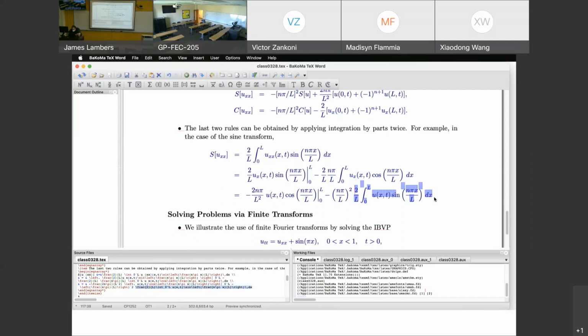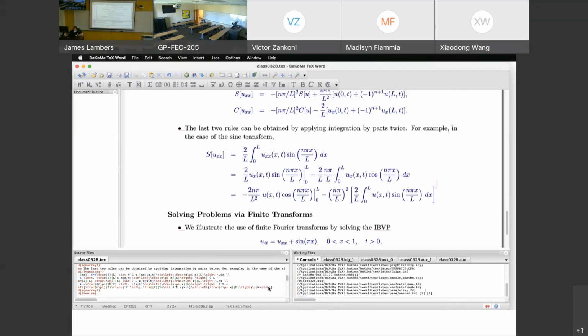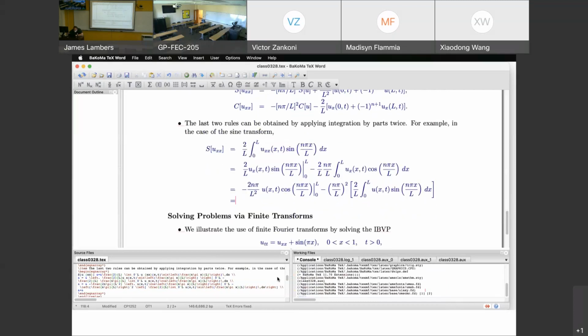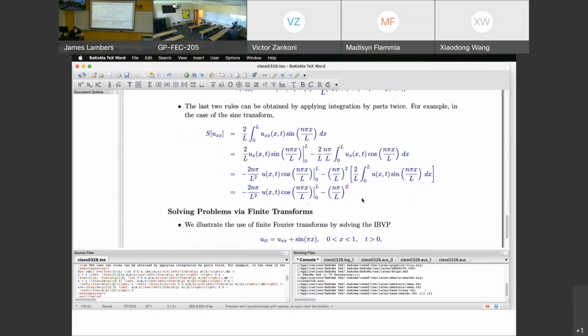Now, what we have here, that is the definition of a finite sine transform. And that's multiplied by minus n pi over L quantity squared. So I'm going to put this in brackets. This is easier to see. Now, when I substitute x equals L and x equals 0 in here for limits, I'm going to copy all of this. So part of it is large square brackets here. That's just capital S of u, the finite sine transform.